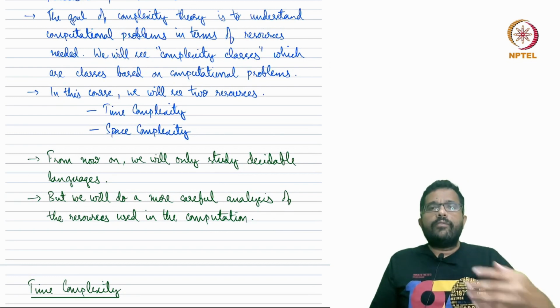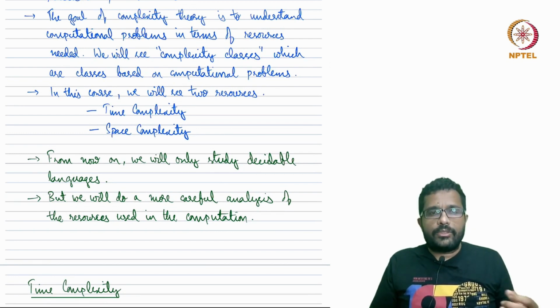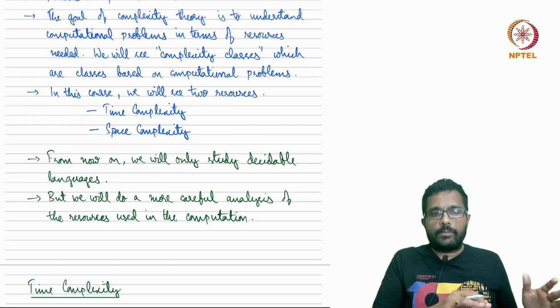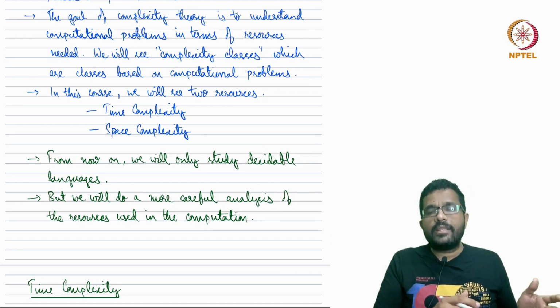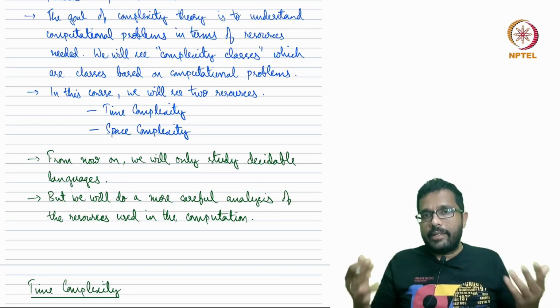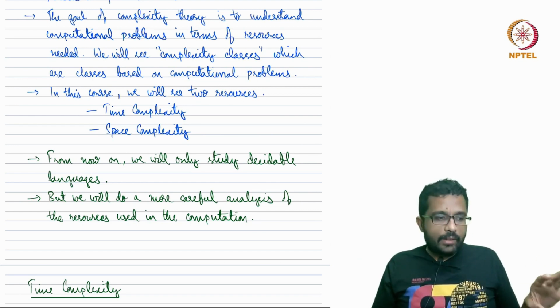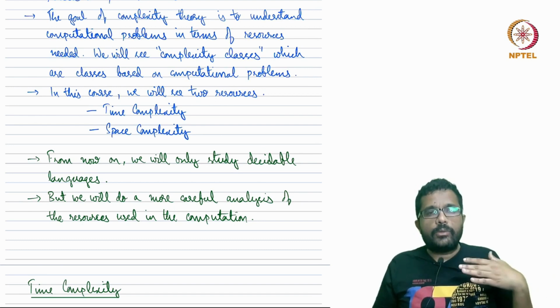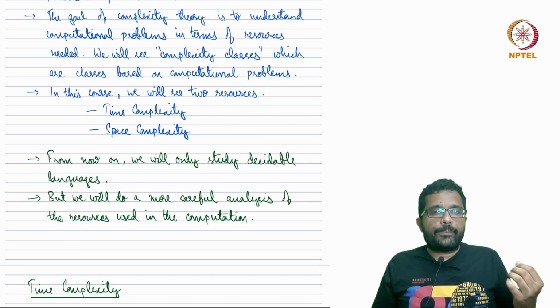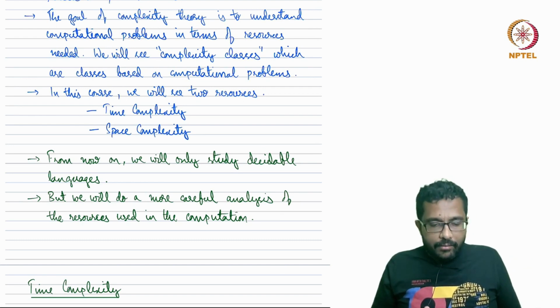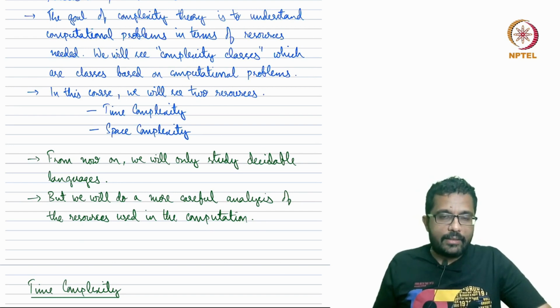From now on, we will only be studying decidable languages. We have studied computability theory, and we know what are computable or decidable problems, and we know how to identify languages that are not decidable. So now we are not going to be bothered about that. We are only going to be seeing decidable languages, and in these languages we will try to see how much time or how much space we need. We'll do a more careful analysis of the resources needed.